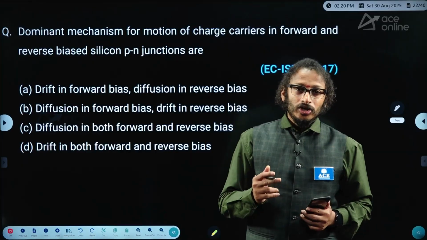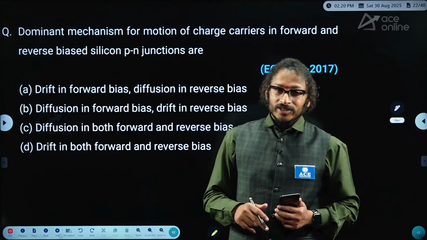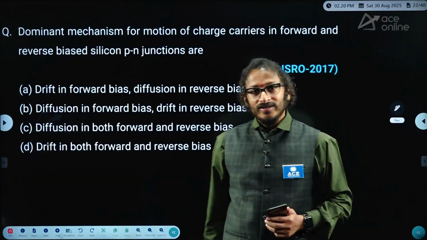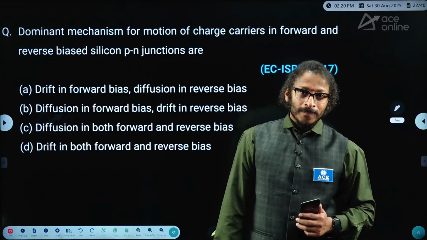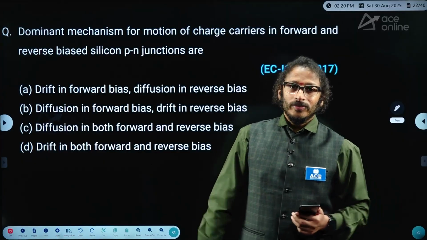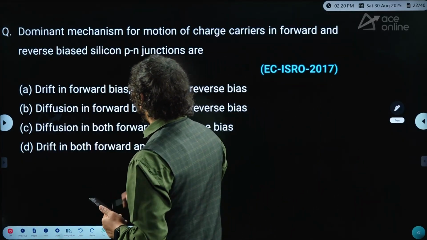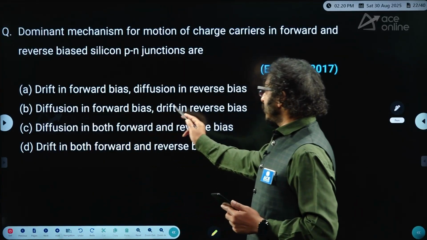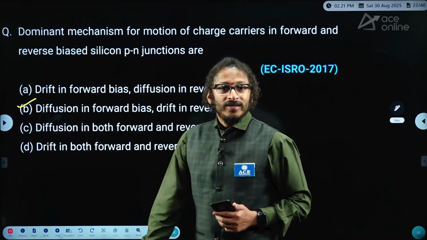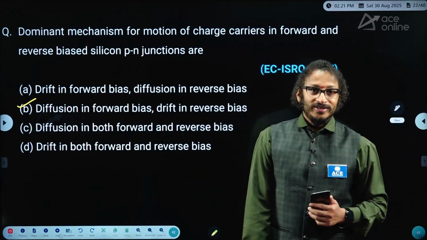So in the forward bias, the dominant mechanism is diffusion, and in the reverse bias, because of the junction built-in electric field, there exists a huge current which is called the drift mechanism. So in the forward bias, diffusion is dominating; in the reverse bias, drift is dominating. Diffusion in the forward bias and drift in the reverse bias is apt for the given question, right?